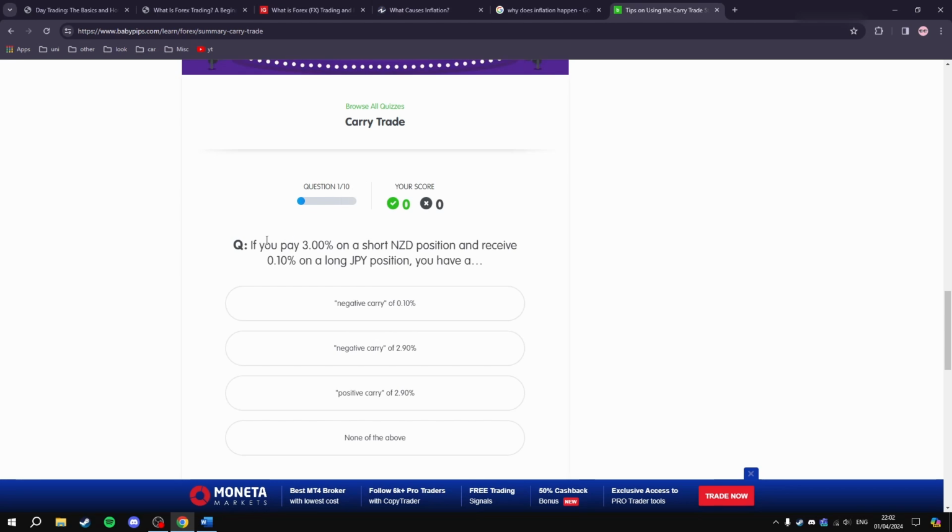Carry trade. Oh no. If you pay 3% on a short NZD position and receive 0.10% on the long JPY position, you have a... So you're selling a high interest rate currency to buy a lower interest rate currency. This is a negative carry, isn't it? A negative carry of 2.9%, yeah.